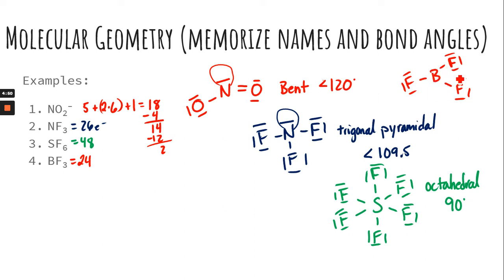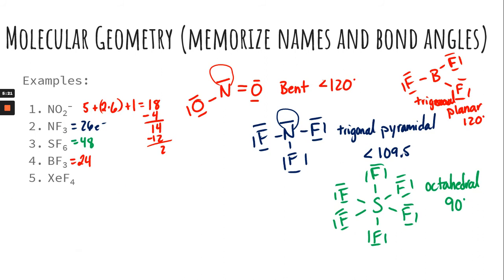So there's 3 electron domains. So it is trigonal planar, and is 120 degrees. So here, the last two examples we did, SF6 and BF3, the electron domain and the molecular geometry are the same because there's no lone pairs on those center atoms.